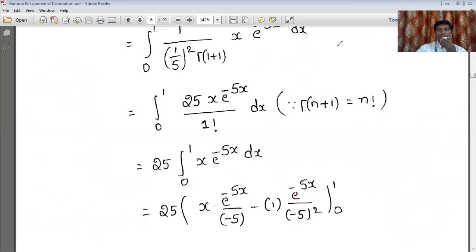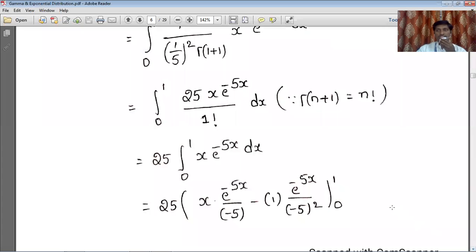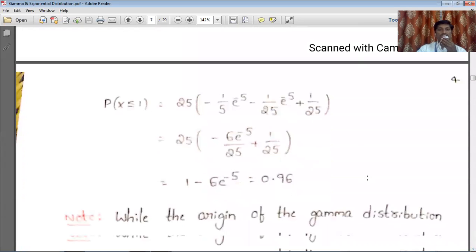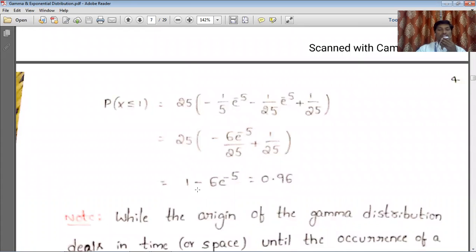Okay, the only important thing here is you need to understand the question clearly. If you understand, then you can get it easily. See here, 1 minus 6 e power minus 5, so the value here is 0.96. We are finding a probability, don't forget it. So obviously the value lies between 0 and 1. So as usual.